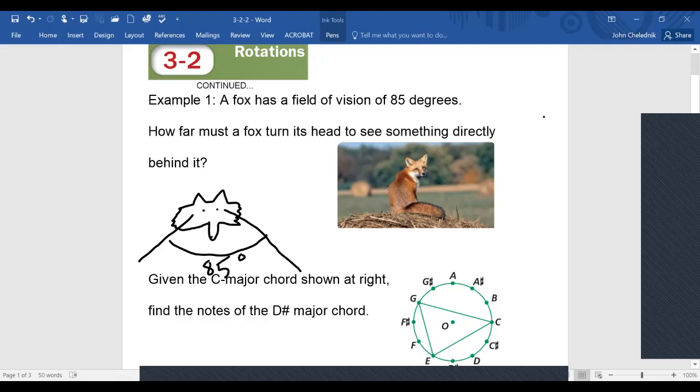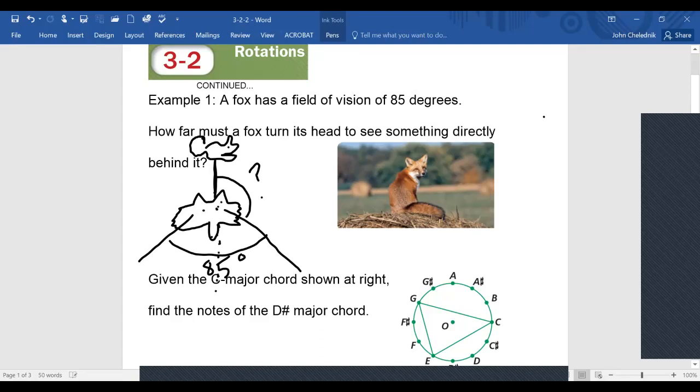Now let's say there's a little bunny rabbit back here, okay, directly behind it. So here's my bunny. Here comes Peter Cottontail. Wow, it's a big tail. Oh well. There's my bunny right behind it. And how far does that fox have to turn its head in order to see the rabbit?